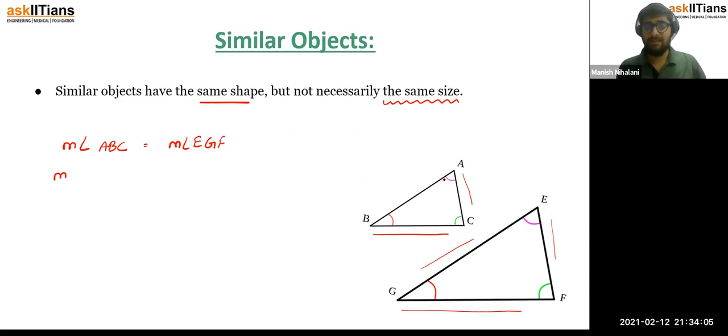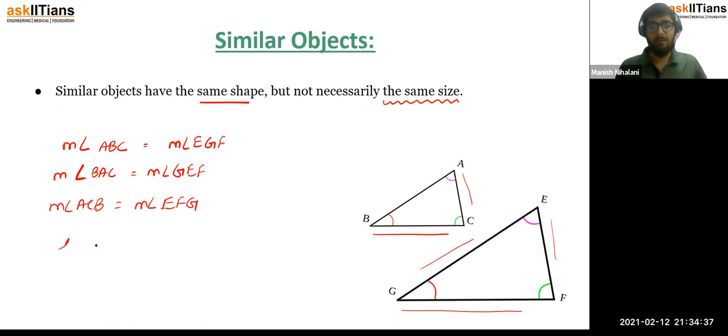And also we can see that these two pink angles are also the same, that is, measure of angle BAC is equal to measure of angle GEF. Then similarly these two green angles, that is, measure of angle ACB is equal to measure of angle EFG. Now you can clearly see that all three angles are equal, but what is the difference between these two triangles? Their lengths of sides are not the same. That is, length of AB is not equal to length of GE, and this is the same for the other sides as well. So what do we conclude?